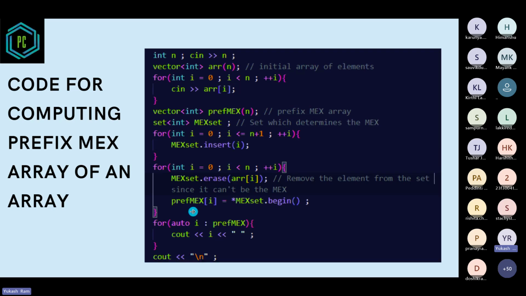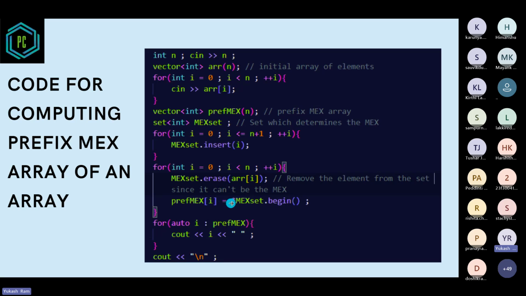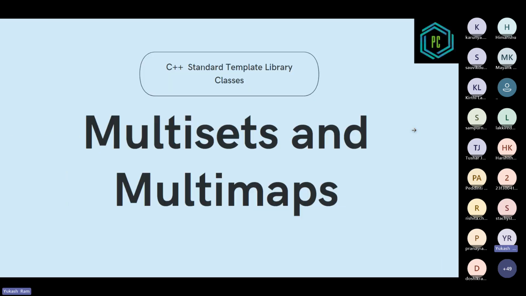We can erase by key value. And then the prefix mex at that point will be the smallest element, which can be accessed through the dot begin iterator. You can dereference it directly because it points to an integer. Then you can print it out. So that's it. We move on to multi-sets and multi-maps.